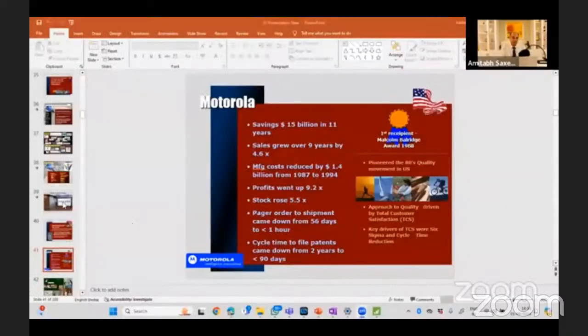So how many of you are aware of waste in the system? The 7 or 8 wastes in the system? How many of you are aware of 7 or 8 wastes in the system? If you are aware, just say yes. If you're not aware, just say no.